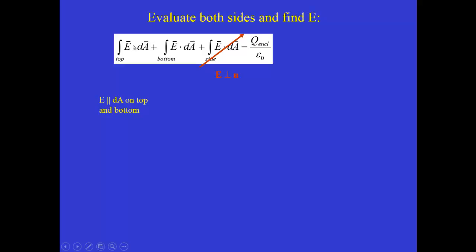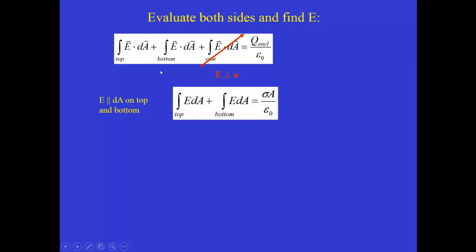Now notice on the top and on the bottom surface, the E vector and the dA vector are parallel. That means that the integral of the dot product will be E times dA times the cosine of 0, which is just 1. So both of those two integrals become E times dA, for both the top and the bottom.